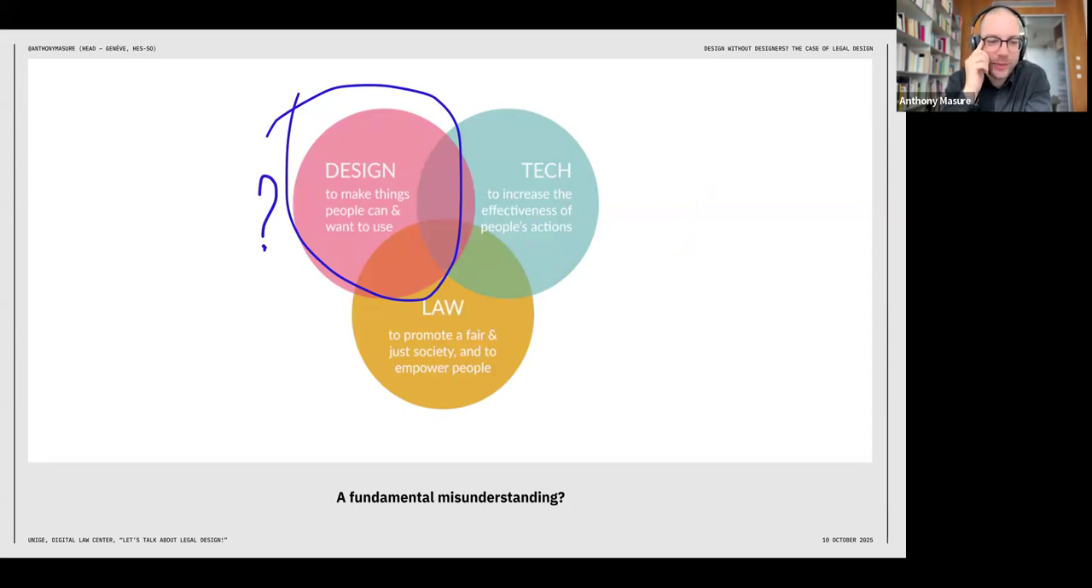Design is defined as making things people want to use, which is true, but it's much more incomplete. If you just remember what I said, it ignores a large part of the design field, and especially the social critical field. Here it's maybe more on the law side, to promote society and empower people, but why is it not also in the pink circle? So I think there is a fundamental misunderstanding of what design is in that kind of approach.